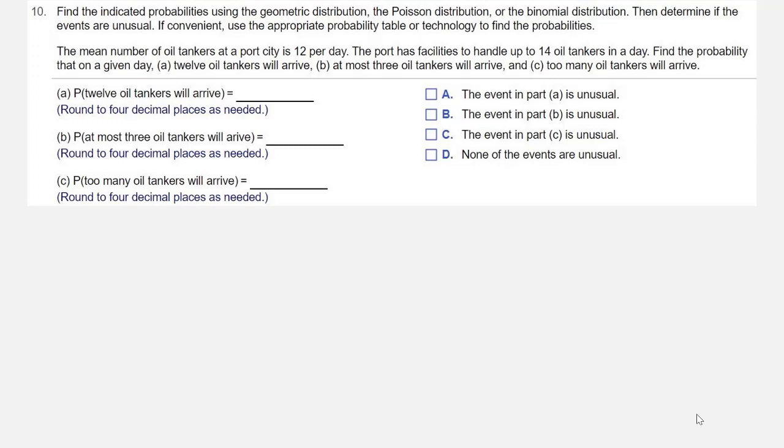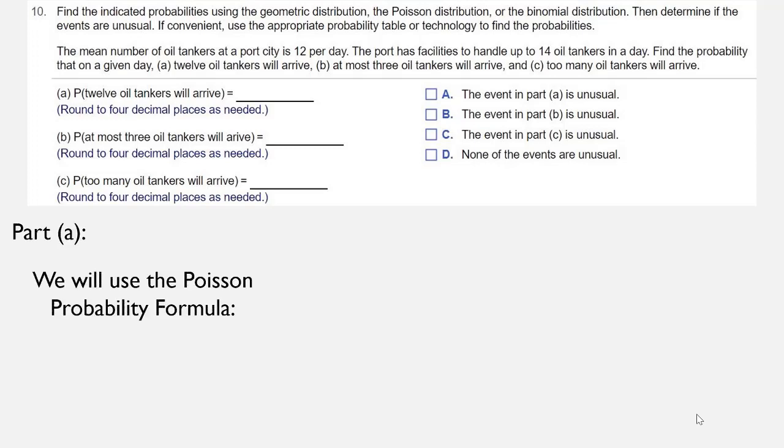So the first thing in this question is we have to decide which type of distribution this is. Is it geometric, Poisson, or binomial? We have the mean number of oil tankers at a port city is 12 per day. Per day, that's an interval of time. When we talk about the number of occurrences over an interval of time or space, that's the Poisson distribution. So here we're going to be using the Poisson probability formula.